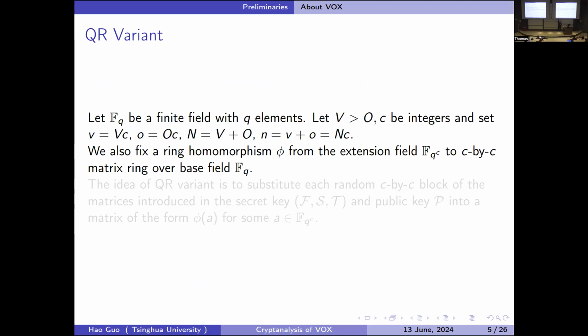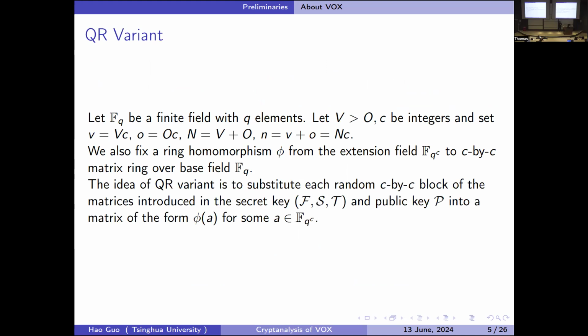Okay, now we come to the QR variant, which is also applied by the VOX team. So what is the QR variant? This also appears in QR-UOV, I think. And the idea, I think, is to substitute each block of the matrices introduced in the secret key and public key by a matrix of the form phi(A) for some A in the extension field.